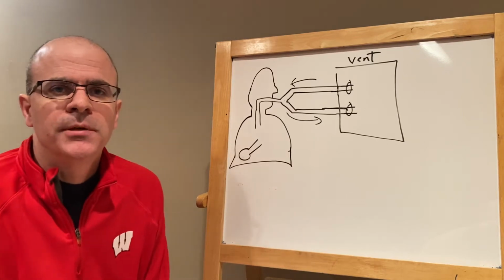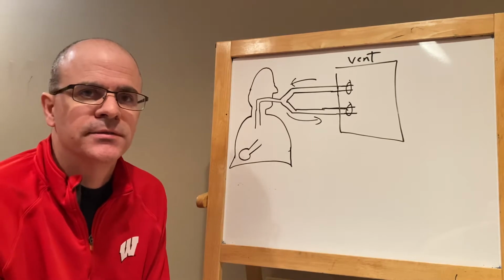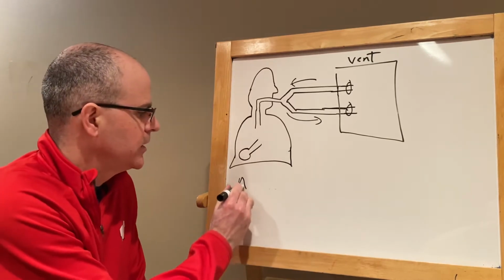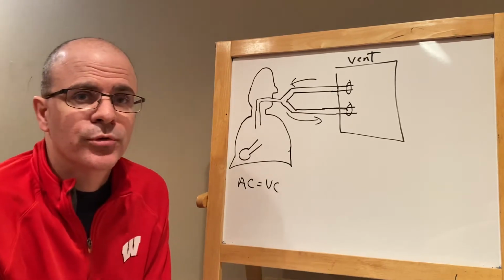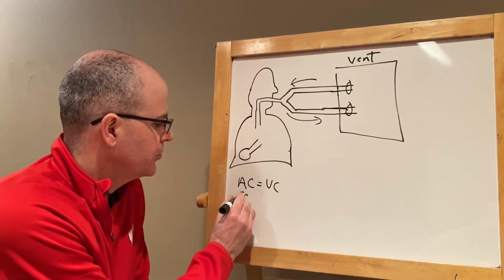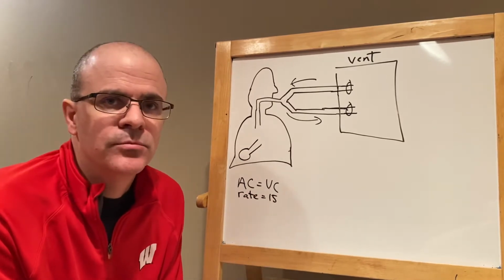Okay, so this video will be about volume control or assist control. Sometimes we're even saying the word assisted volume control to describe this. When you're using assist control or volume control, you'll set a number of different parameters. One of them is the rate, how many breaths per minute. Typically we might say something like 15 breaths per minute.